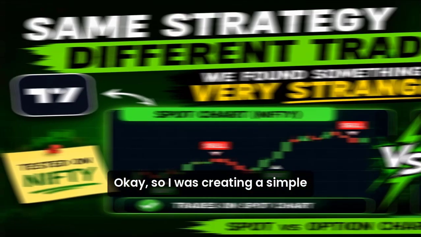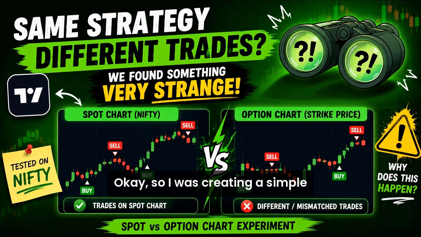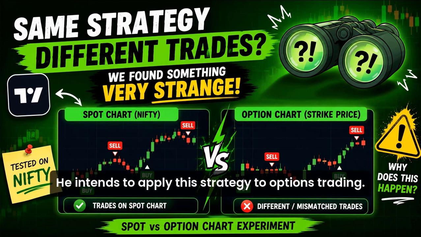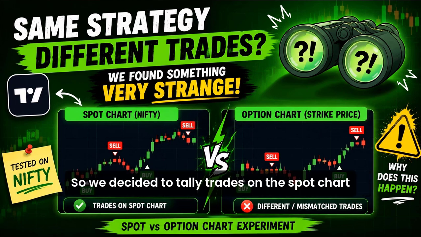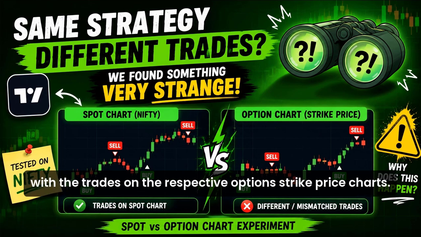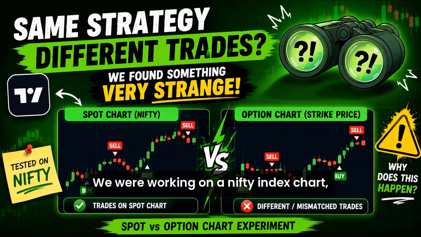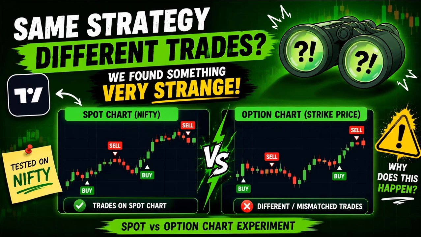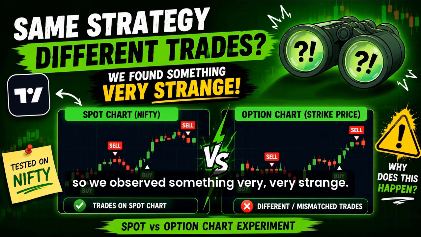Okay. So, I was creating a simple TradingView strategy for my friend. He intends to apply this strategy to options trading. So, we decided to tally trades on the spot chart with the trades on the respective option strike price charts. We were working on a Nifty index chart. So, we observed something very, very strange.